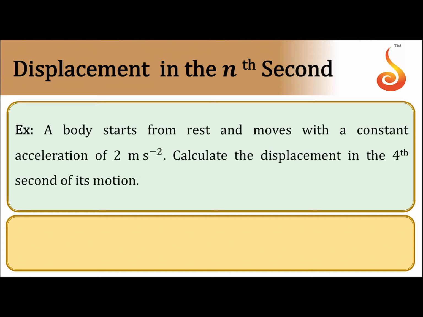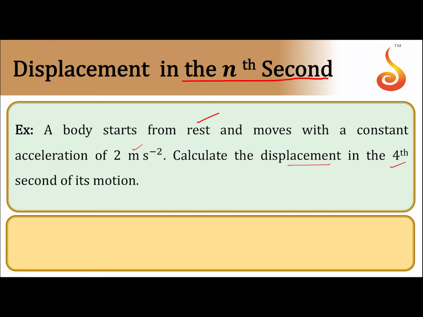Numerical example based on displacement in the nth second of the journey. A body starts from rest and moves with a constant acceleration of 2 meter per second square. Calculate the displacement in the fourth second of its motion.